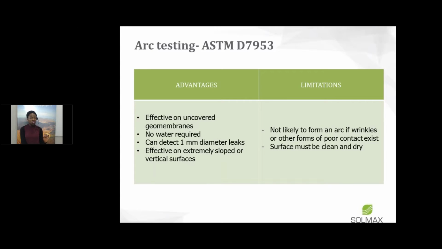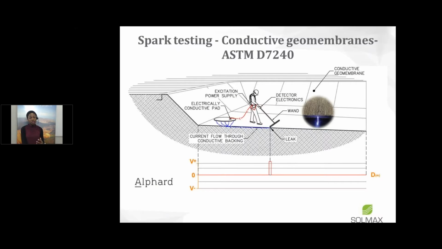The spark testing method is the third method for uncovered geomembrane, and this is different from the other methods. In this instance, we don't need a conductive subgrade. The conductivity that we're using for the test is from the bottom layer of the geomembrane. So we need a conductive backing under the geomembrane for this to work. We apply direct voltage to the surface of the geomembrane, and we require very high voltage, about 35,000 volts, because we're trying to get the current to spark through an insulating layer of geomembrane to go through the conductive layer.